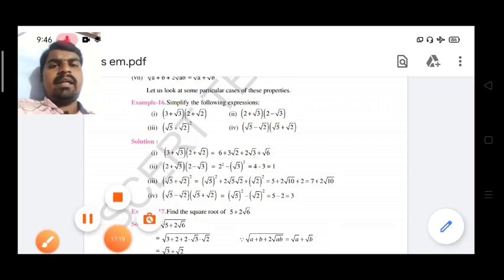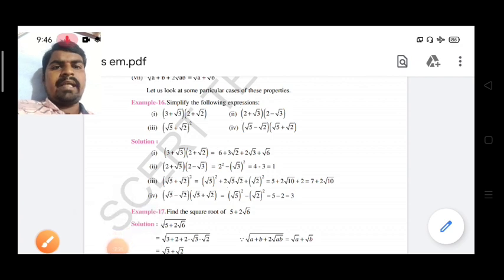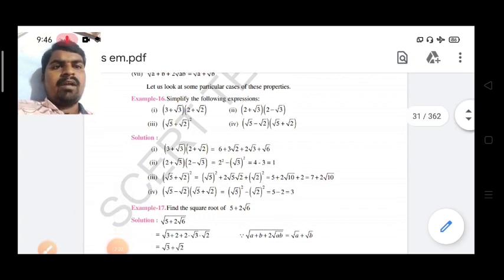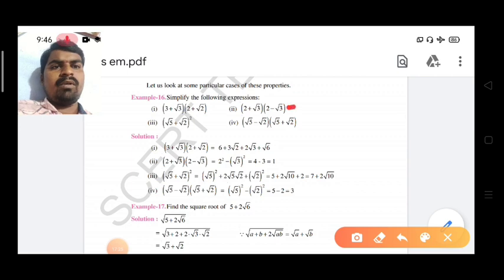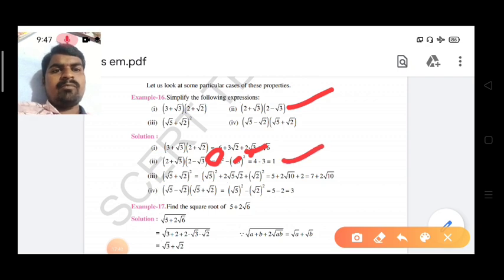And the second one, you observe, 2 plus root 3 of 2 minus root 3. The formula is very simple, already completed: a plus root b of a minus root b, or directly a plus b of a minus b, a square minus b square. a square is nothing but 2 square, and minus b square is nothing but root 3 square. So 2 square is 4, the square root gets cancelled. So what is the answer here? 1.